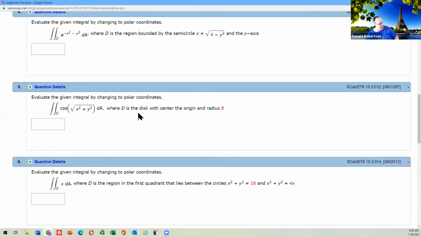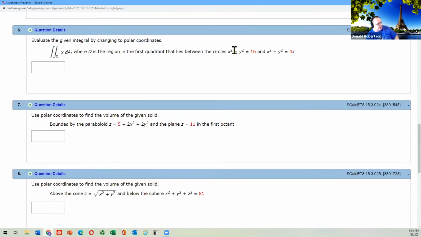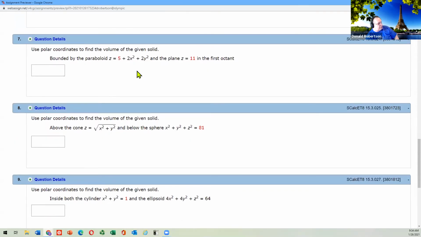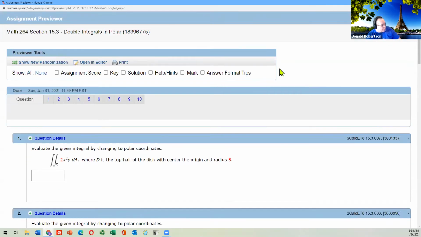This one we'll worry about when we do it. This is just a basic circle, radius 8. Here are two weird shapes that we'll talk about when we need to. Oh, okay. Well, that's for tomorrow. I don't want to get too far ahead of myself.